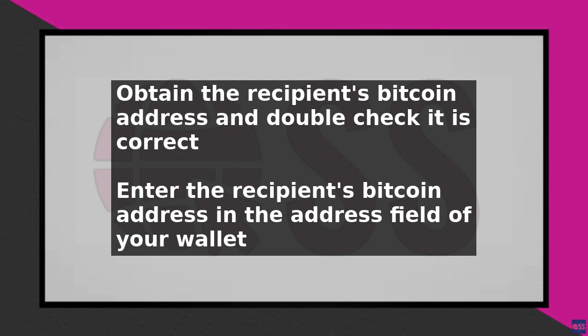After you have the recipient's Bitcoin address, open your Bitcoin wallet and navigate to the Send or Transfer section. Enter the recipient's Bitcoin address in the address field, making sure to double-check that it is correct. Even a small mistake can result in your Bitcoin being sent to the wrong address, and it may be impossible to recover. Next, enter the amount of Bitcoin you want to send.